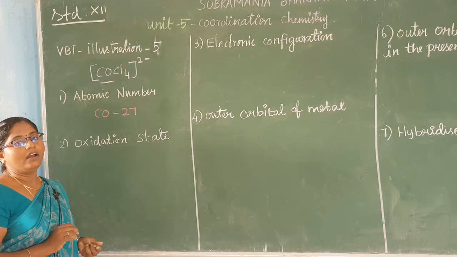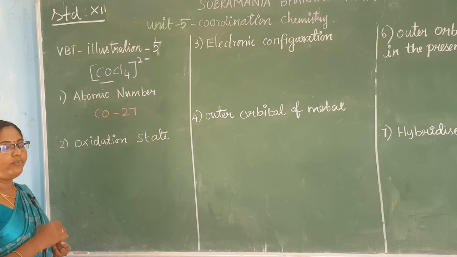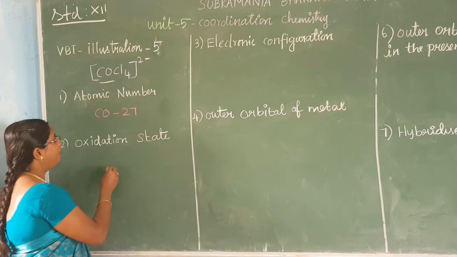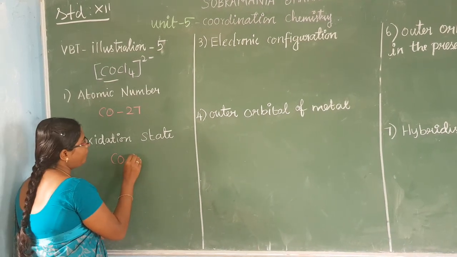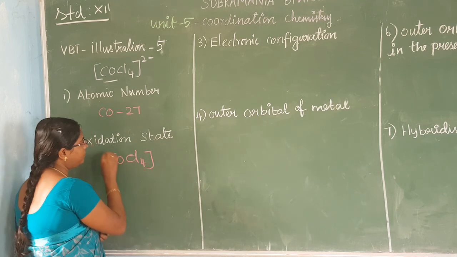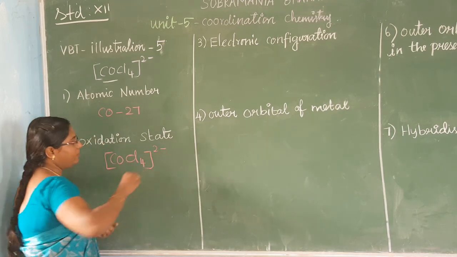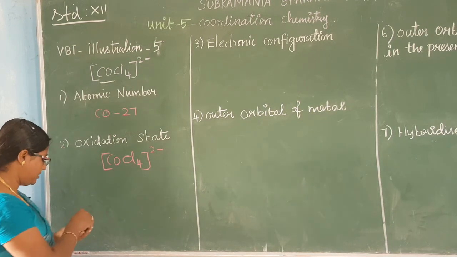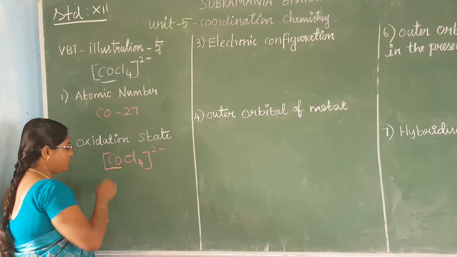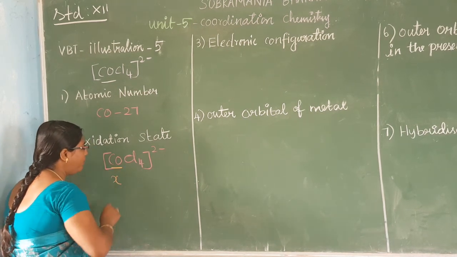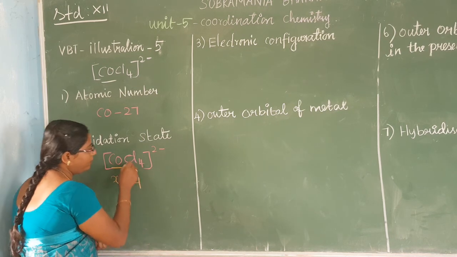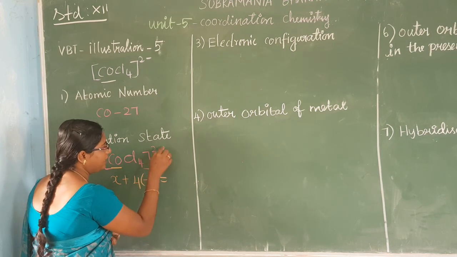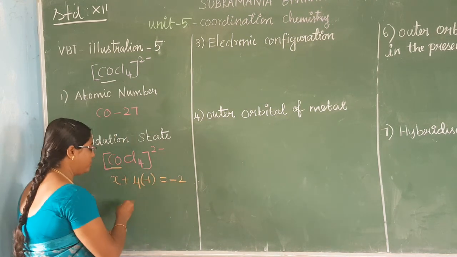Then the next one, oxidation state. I have to find out the oxidation state for the central metal atom. What is our complex? Our complex is CoCl4 2 minus. Okay, this is our complex. So for this I am going to find out the oxidation state. Here our central metal atom is cobalt. I am going to keep the cobalt as X plus 4 into the oxidation number of chlorine, which is minus 1, equal to, here 2 minus is there, so I am writing minus 2.